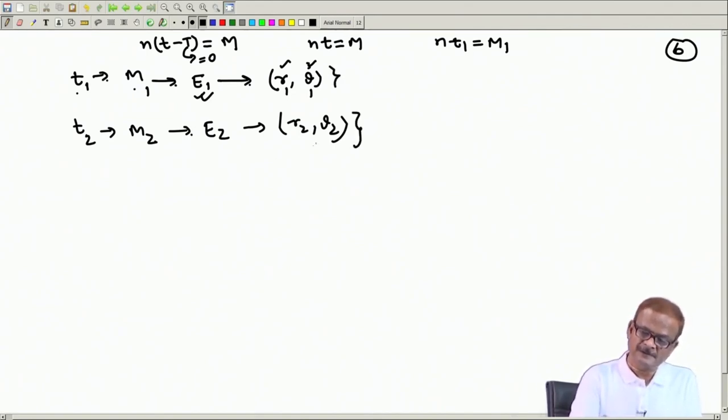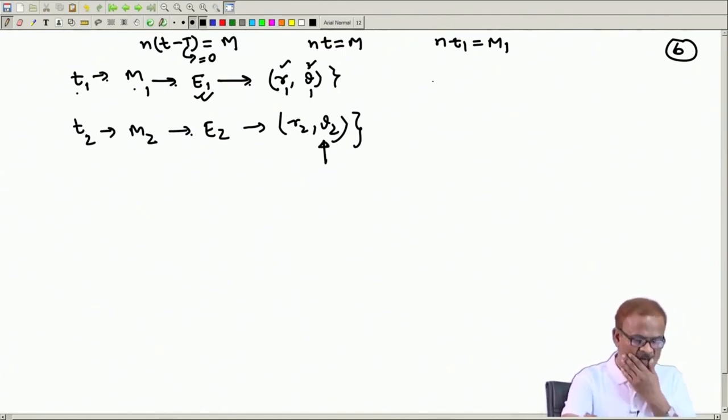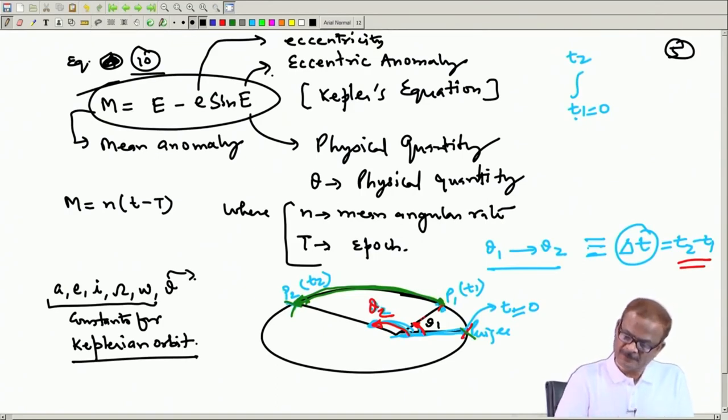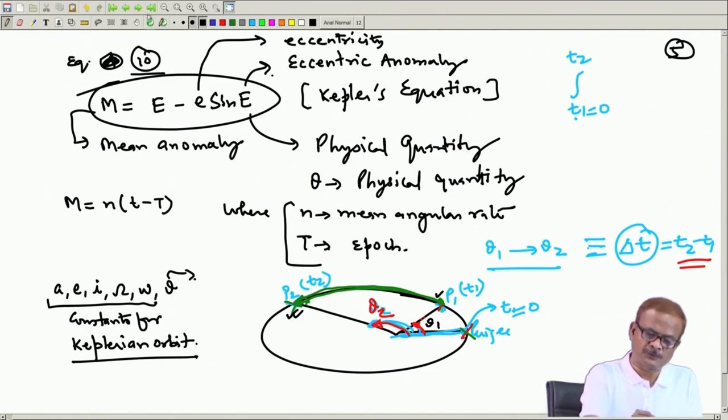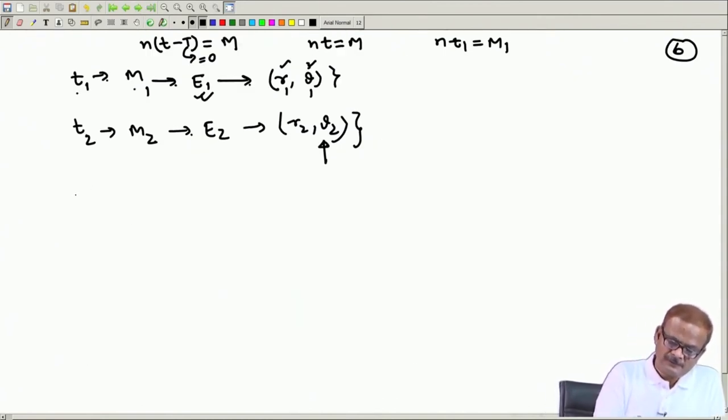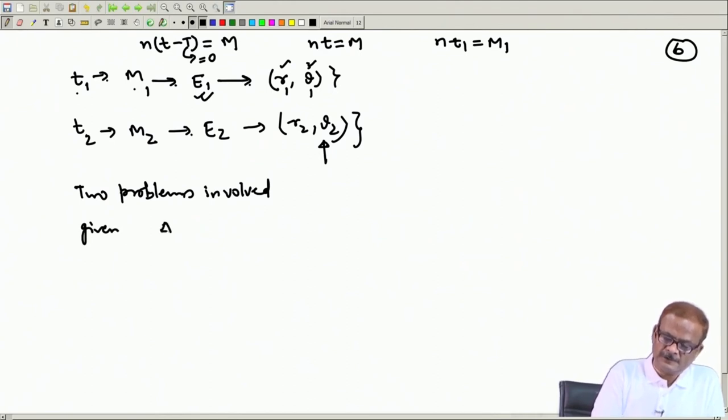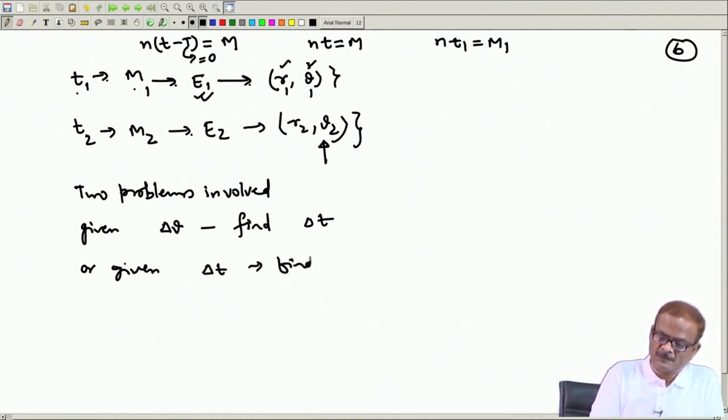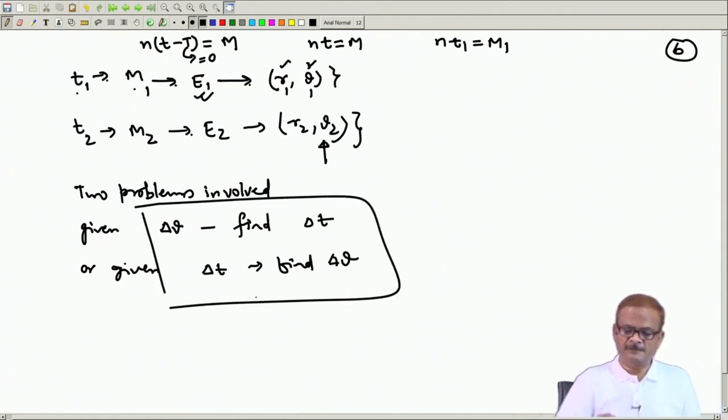So what we have done here, in essence, is finding the angular position. What was our desire? The initial theta is known and the final theta is given. How much time is required? The other way around, the time is given, so how much theta will it cover? So we have two problems involved: given delta theta, find delta t, or given delta t, find delta theta. These are the two things we can do.